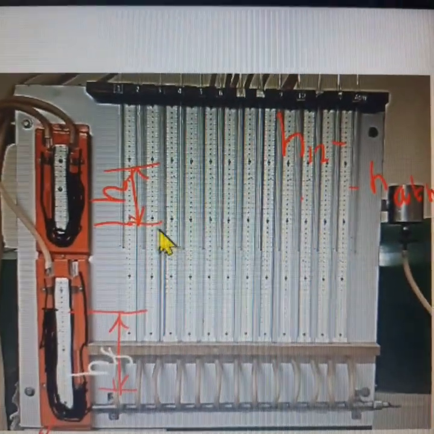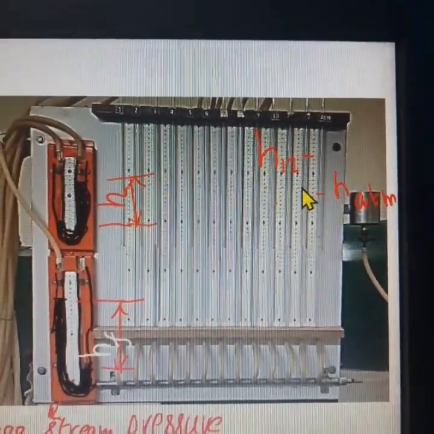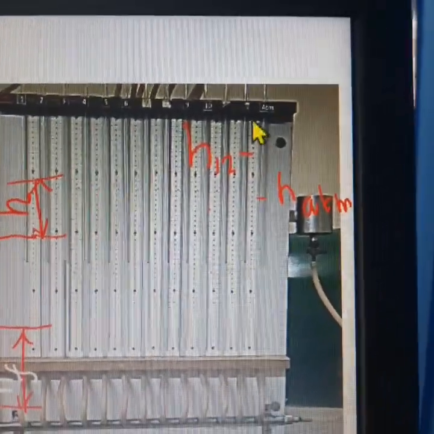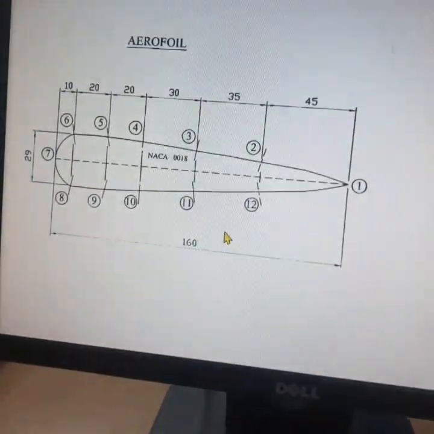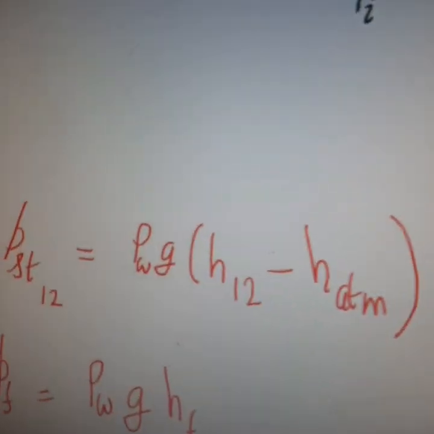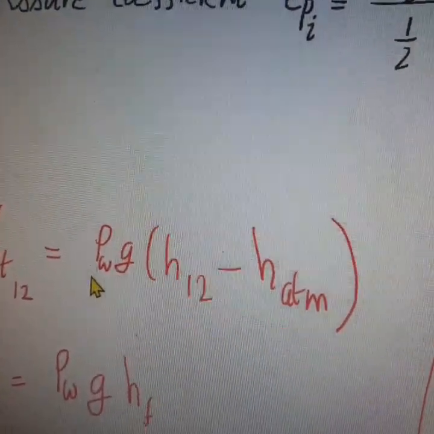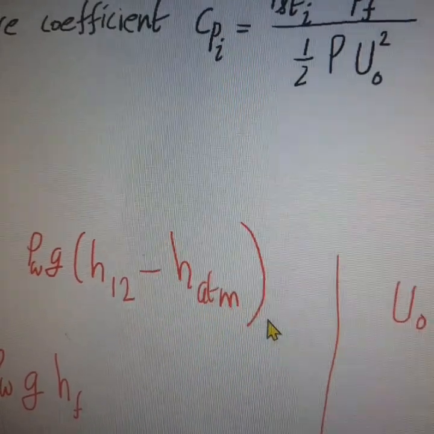Like that we have to determine for all the 12 points over the aerofoil. There are 12 manometers fitted to each and every pressure tapping point over the aerofoil, and the last manometer is recording the atmospheric pressure. So the static pressure at the 12th point is given by rho of water into g into (H12 minus H_ATM).